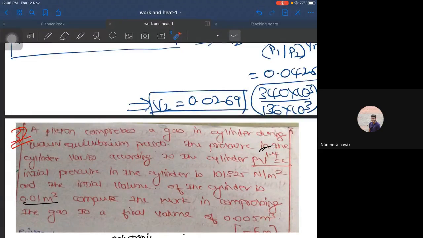Is an isothermal equilibrium. You know, Narendra? Yes. Isothermal equilibrium. For an isothermal process, PV to the power of K is equal to constant, the polytropic relation. The value of polytropic index K should be equal to 1.